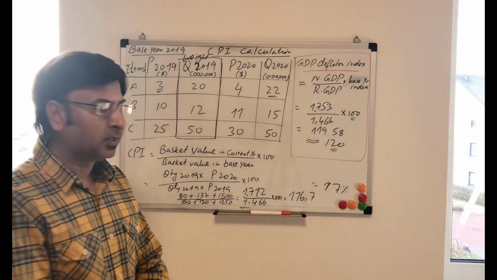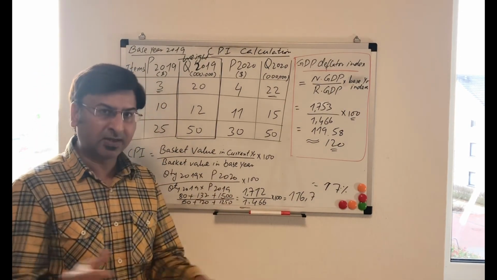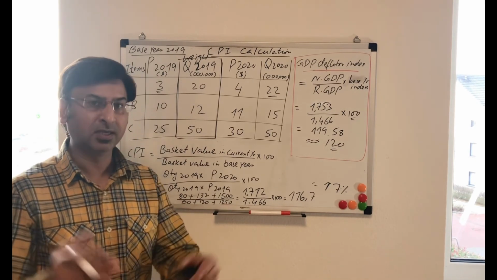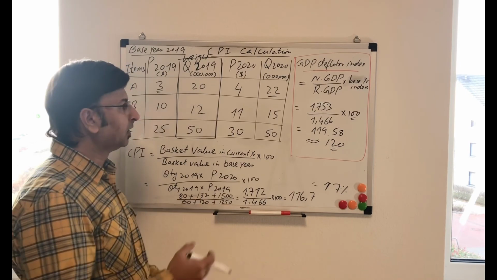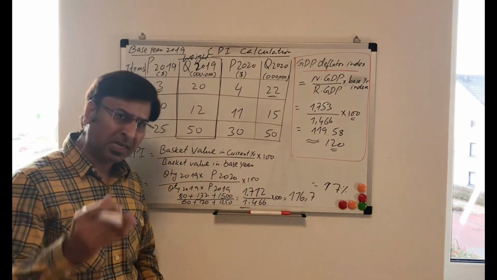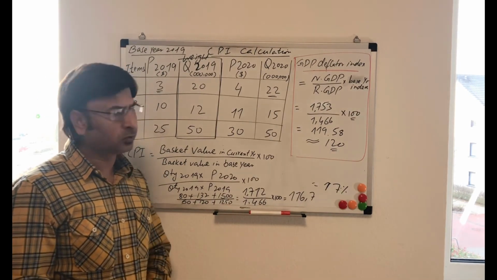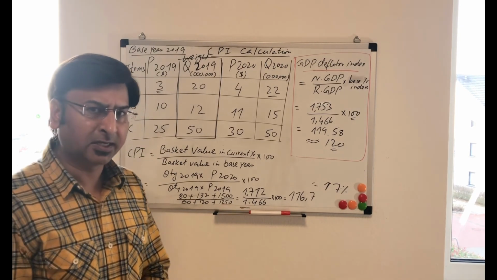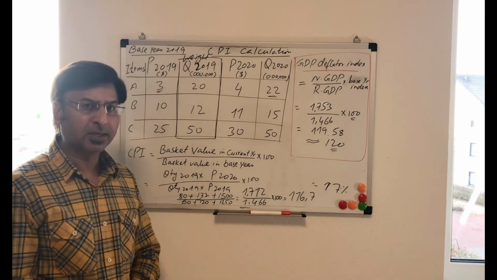Obviously, because the basket values, the commodity items, are different in the two methods. I hope you understood the difference between GDP deflator index method and CPI.